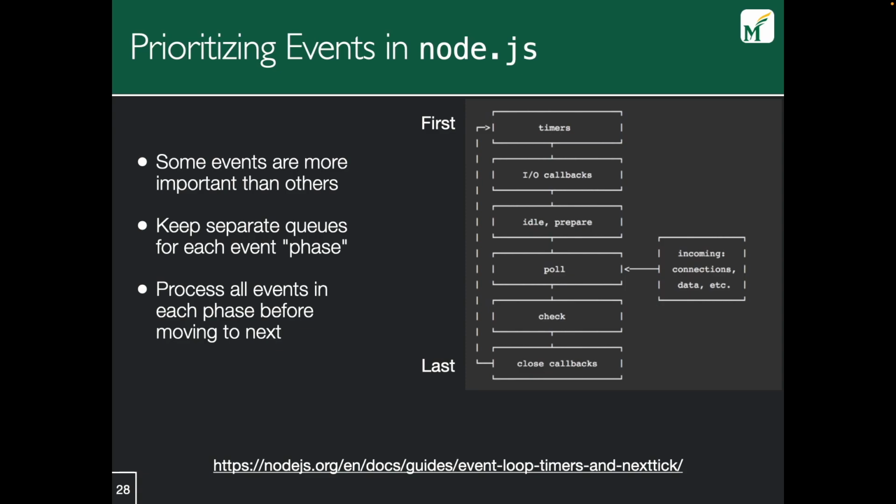So at the top, we have things like timers and IO callbacks, whereas things like polling or close callbacks are going to be more towards the bottom. This isn't something that's likely to affect your code that much as you're writing it, because a lot of this is handled transparently in the background in the JavaScript engine.